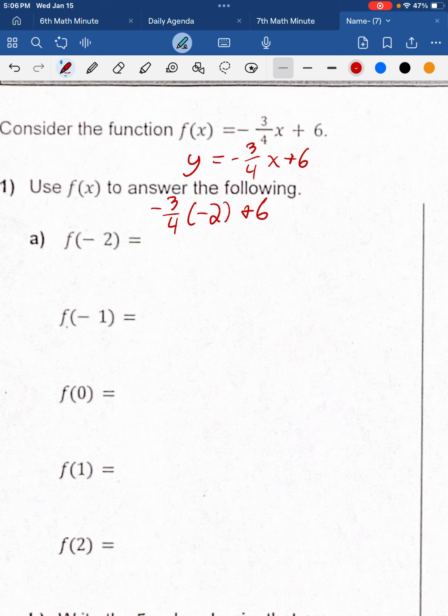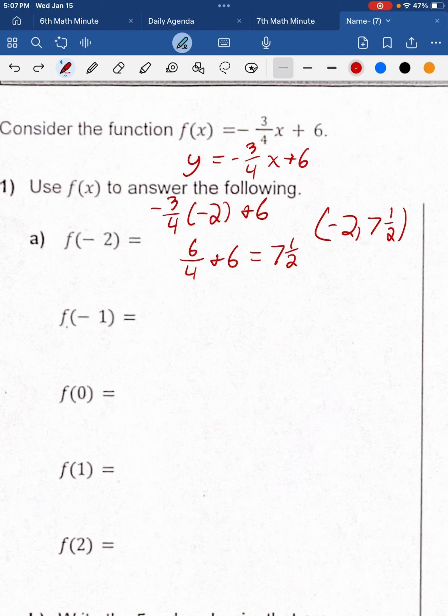So when I calculate this, I get 6/4 plus 6. 6/4 is the same thing as 1 1/2, and that leads us to 7 1/2. As an ordered pair, this could be written as -2, 7 1/2. And why it's like this is because, again, my x value, or my input, or my domain, is -2, and after I'm done plugging it into my function, then my output is going to be 7 1/2.